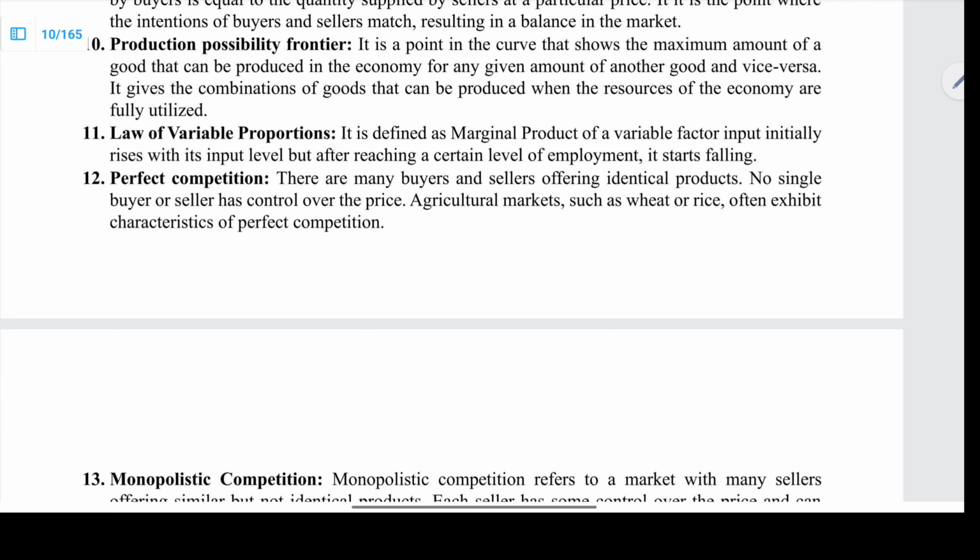Production possibility frontier. We are speaking about production. We have a curve which shows the maximum amount of a good that can be produced in the economy for a given amount of another good, and vice versa.